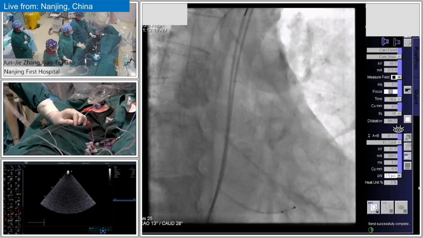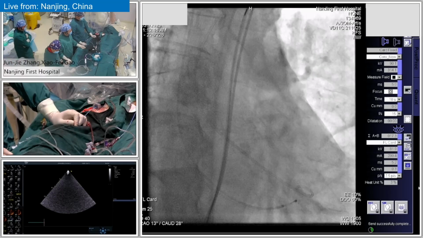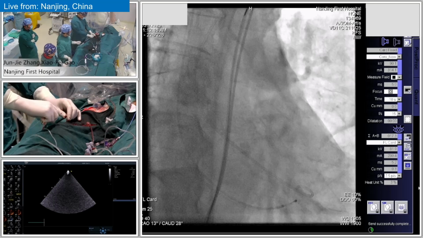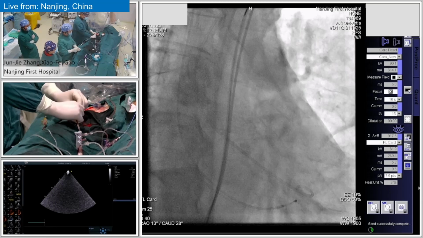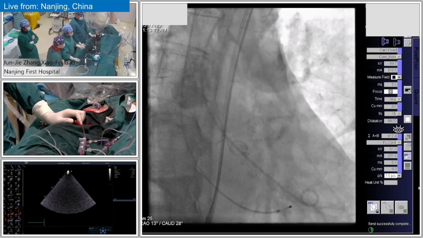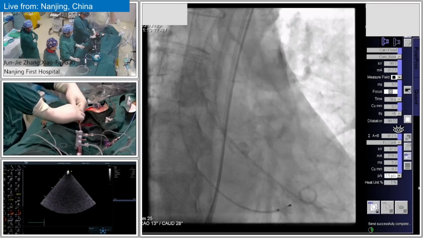In order to avoid this, we should set up our valve. According to the CT analysis, we decided to use a 26. The valve is already prepared. Another method to prevent collapse after balloon dilation is that we should use enough hydration for this case. You can see the baseline left ventricular end-diastolic pressure from the hemodynamics is 23, so it's a little high. So that's okay for this.